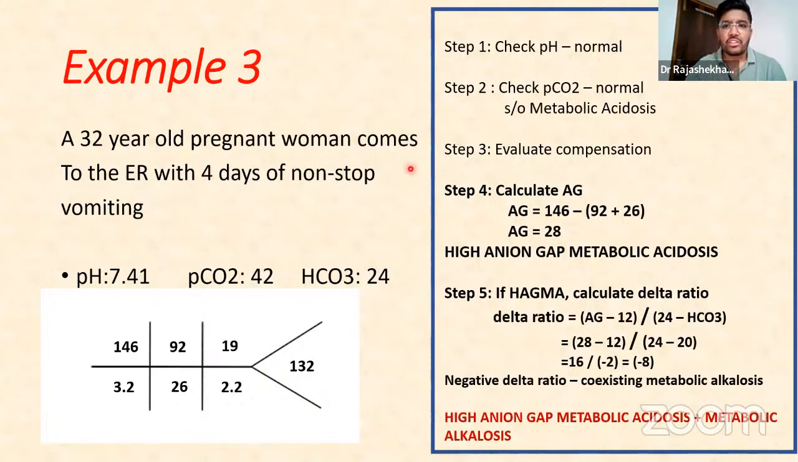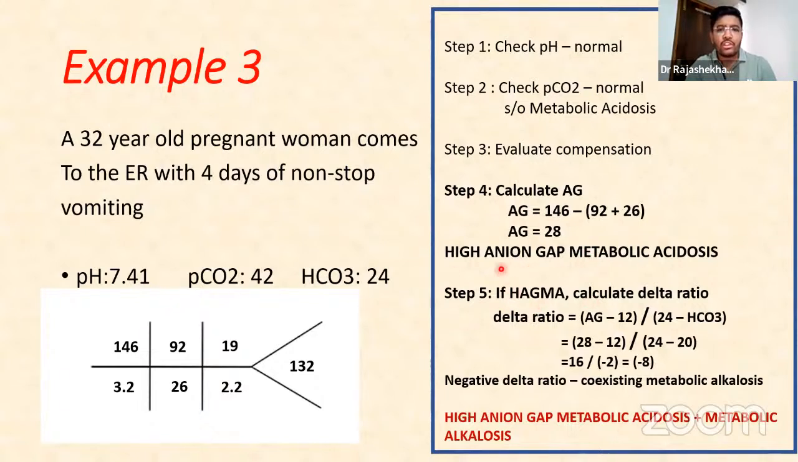So if you check the pH, it is normal. So this is not a state of an acidemia, and you cannot use the terminology acidemia here. PCO2 also appears normal and bicarbonate also appears normal. So it is very difficult to see the primary disorder here. So next, always evaluate the compensation. Next, calculate the anion gap here. Anion gap is 28. So this is a case of high anion gap metabolic acidosis.